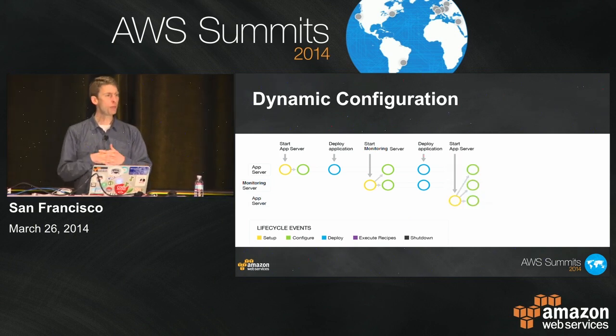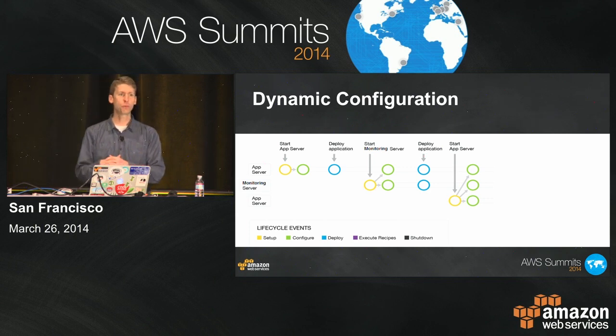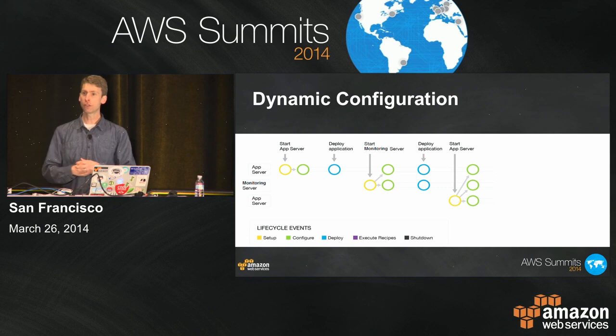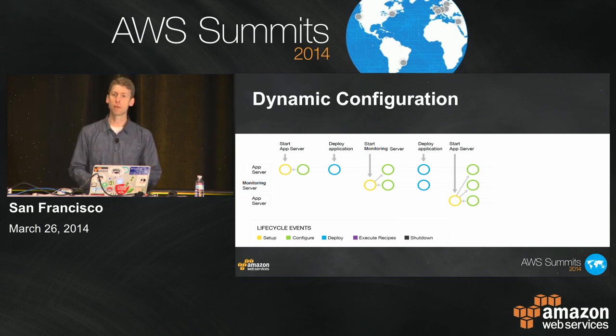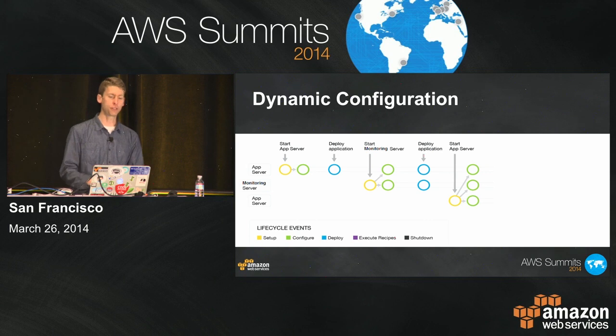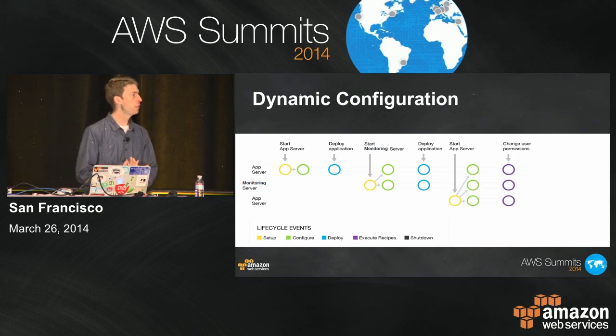Then if I start up another PHP app server, what's going to happen? Well, my setup events are going to happen. I'm going to be able to get the PHP installed on that new instance as well, and then a configure event fires off. So that instance as well gets hooked up to communicate metrics that I've configured to my Ganglia server. And then if I want to run a specific recipe on demand, I can do that.